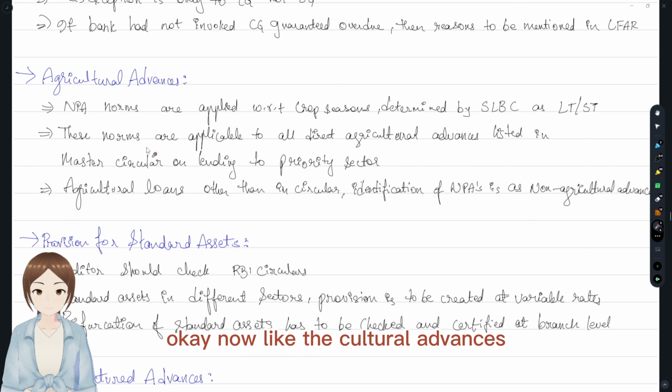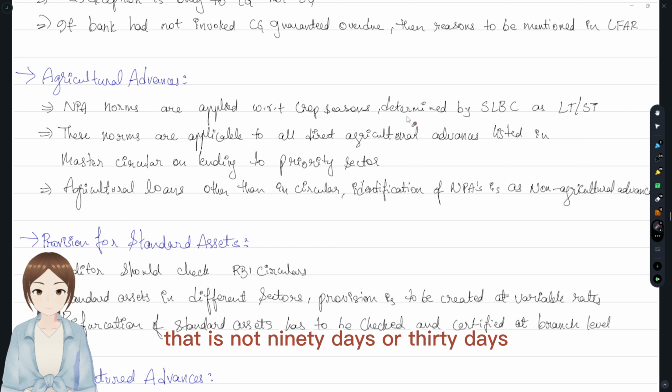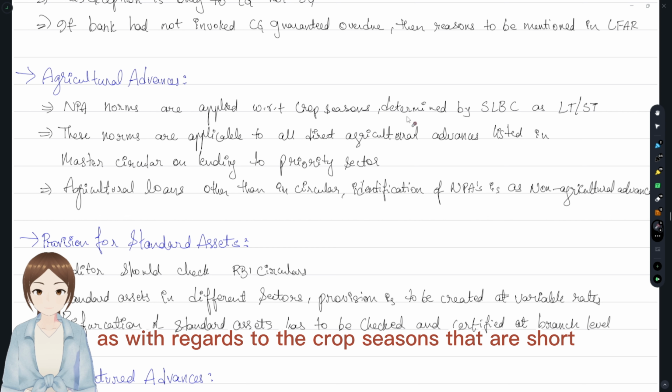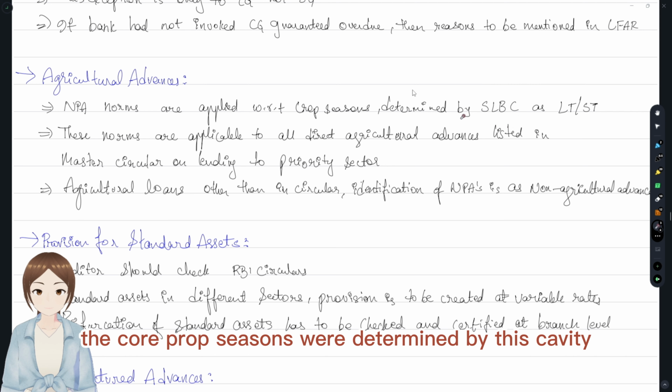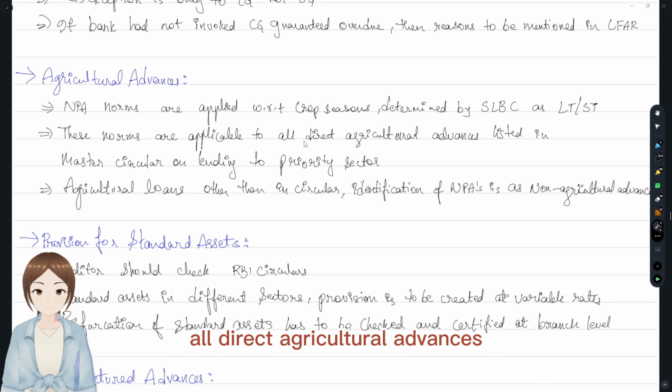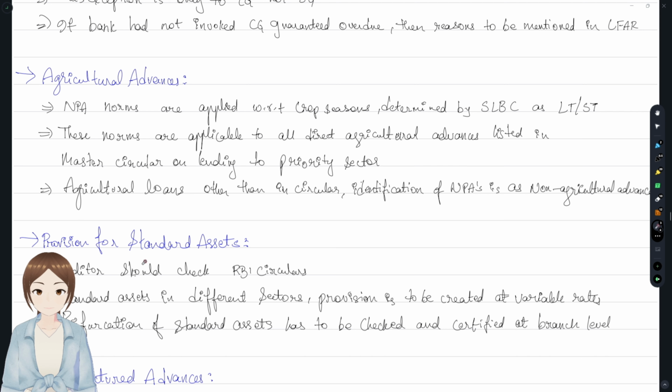Okay, now agricultural advances. NPA norms are applied with respect to crop seasons. That is not 90 days or 30 days. It's with regards to the crop seasons, whether short term or long term, which are determined by the SLBC, meaning the crop seasons are determined by this committee. These norms are applicable to all direct agricultural advances listed in the Master Circular on lending to priority sectors. As we have already discussed, priority sectors include housing, education, agriculture. For agricultural loans other than those in the circular, identification of NPAs follows the norms for non-agricultural advances.